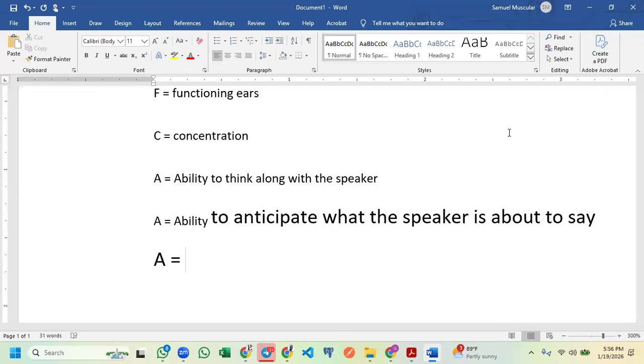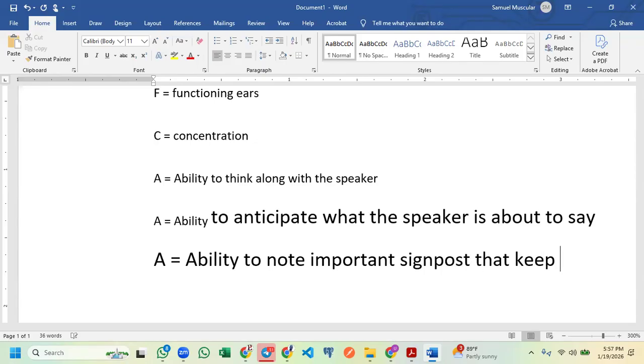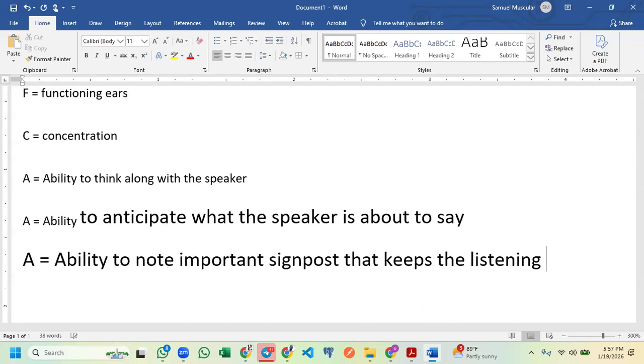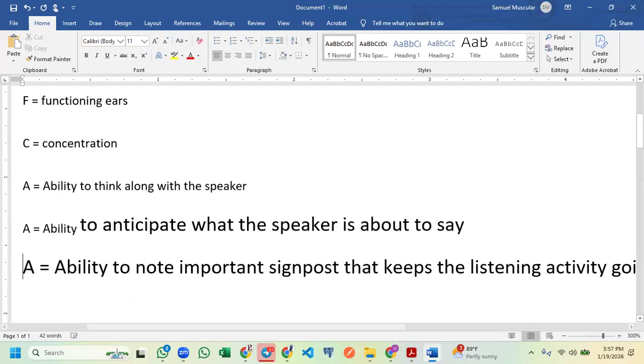Important signpost. You guys don't remember important signpost. When I give several examples, however, firstly, most importantly, and so on and so forth. The last A is ability to note important signpost that keeps the listening activity going. Now, those are the listening enabling skills that we have.